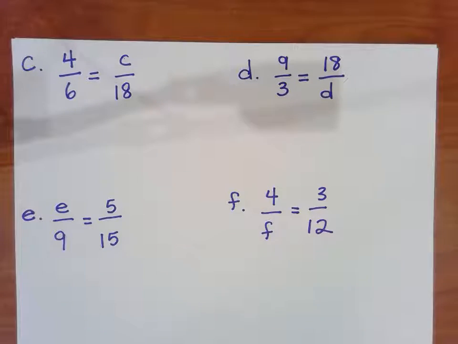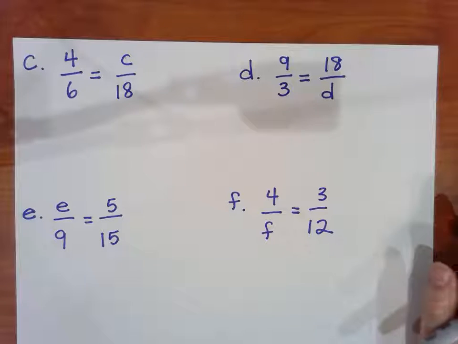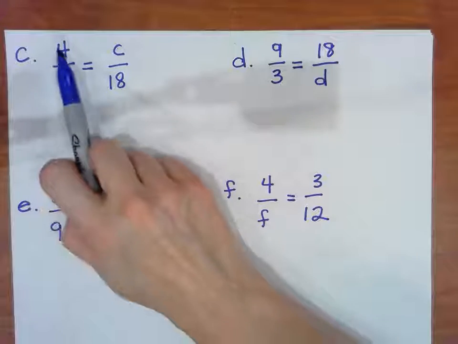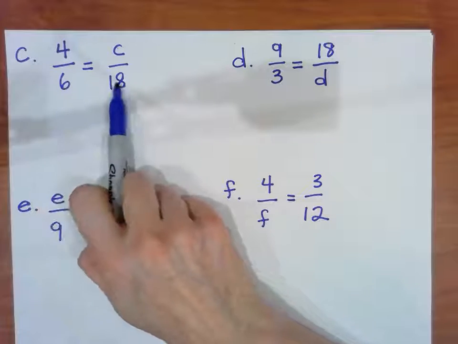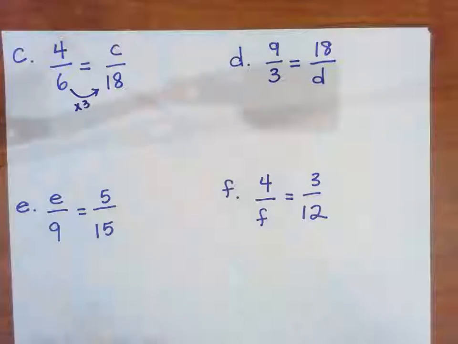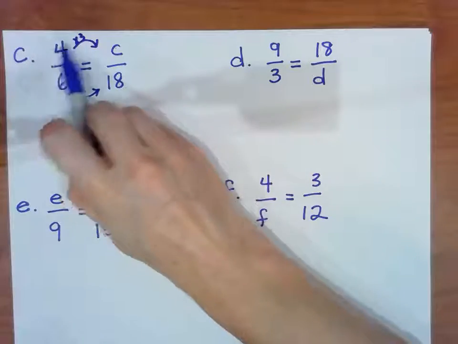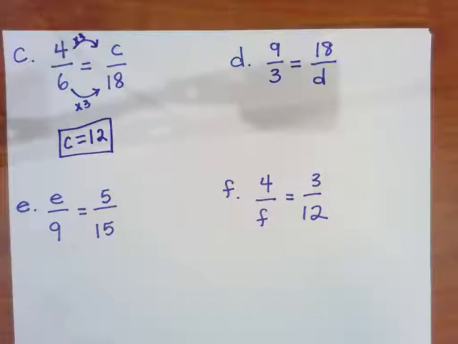Okay, now if we go on and look at C, D, E, and F. We'll start with C. You have two ways. We can multiply the numerator and the denominator by the same thing, or we can use the cross product. To determine which way to go, you just look: I need to solve for C. Is there an easy relationship between 6 and 18? In this case, yes. I can just multiply by 3. 6 times 3 is 18. So if I multiply this one by 3, 4 times 3 is 12, so C has to equal 12. That's the easy way to solve C.